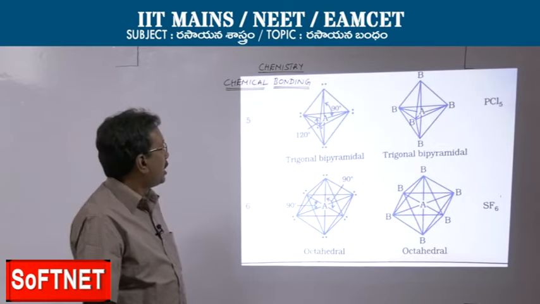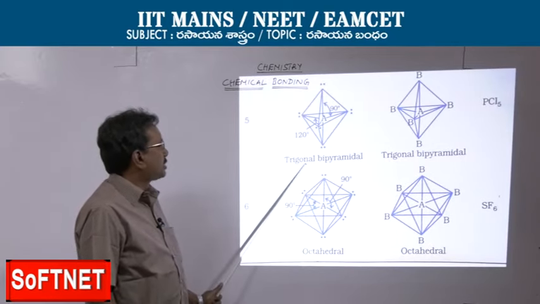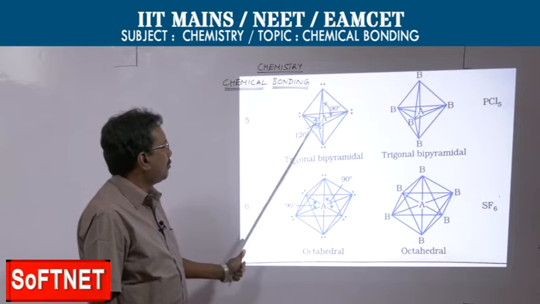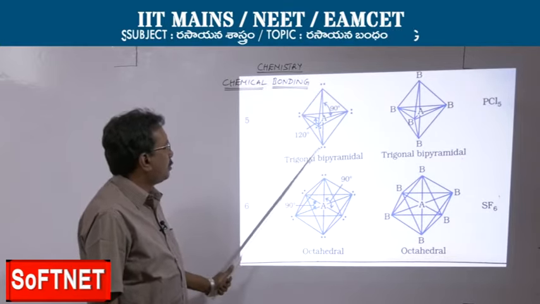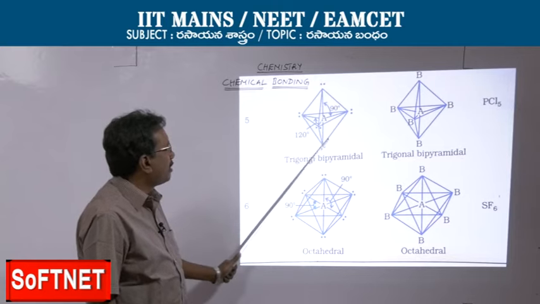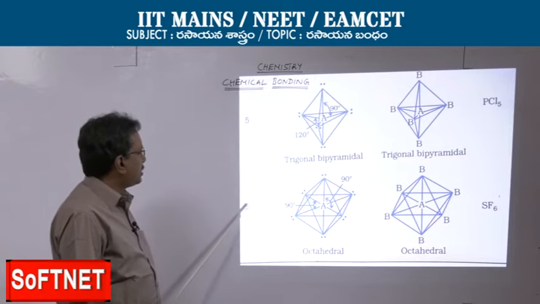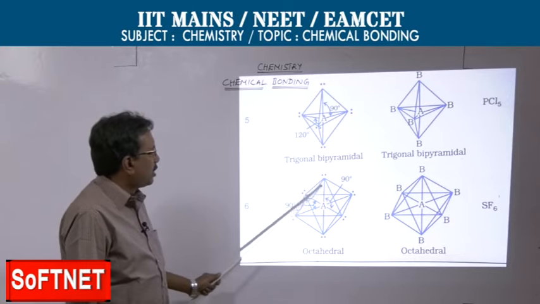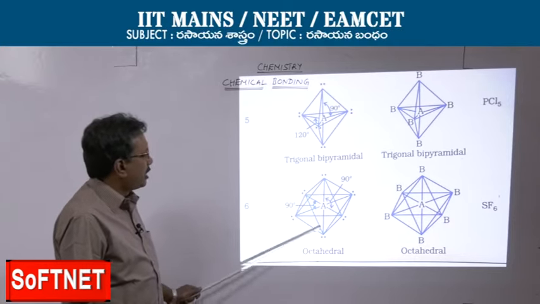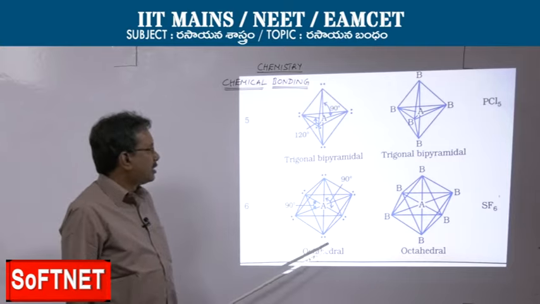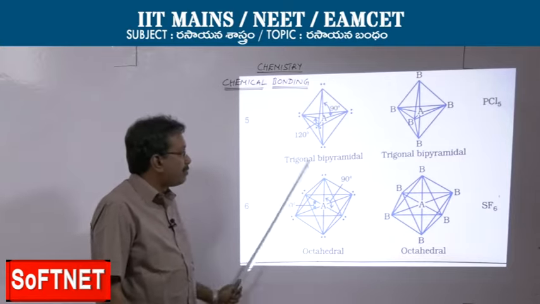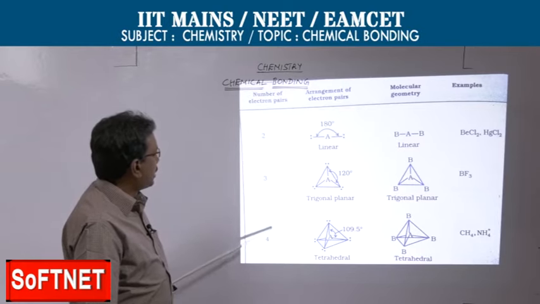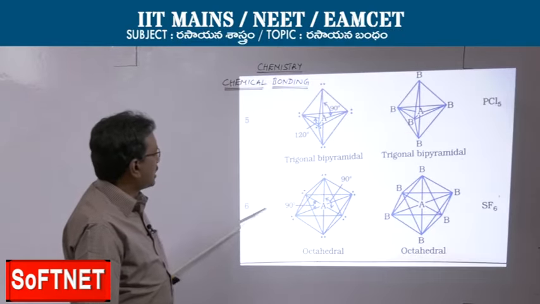Similarly, if you have 5 electron pairs, the structure is trigonal bipyramidal. Observe, this is called the trigonal plane, one above the plane, one below the plane. That's why this is called a trigonal bipyramidal structure. And in 6 electron pairs, in the square plane 4 pairs are there, one above the plane, one below the plane. That's why this octahedral structure is also called a square bipyramidal structure. 2 electron pairs, 3, 4, 5 and 6 electron pairs.